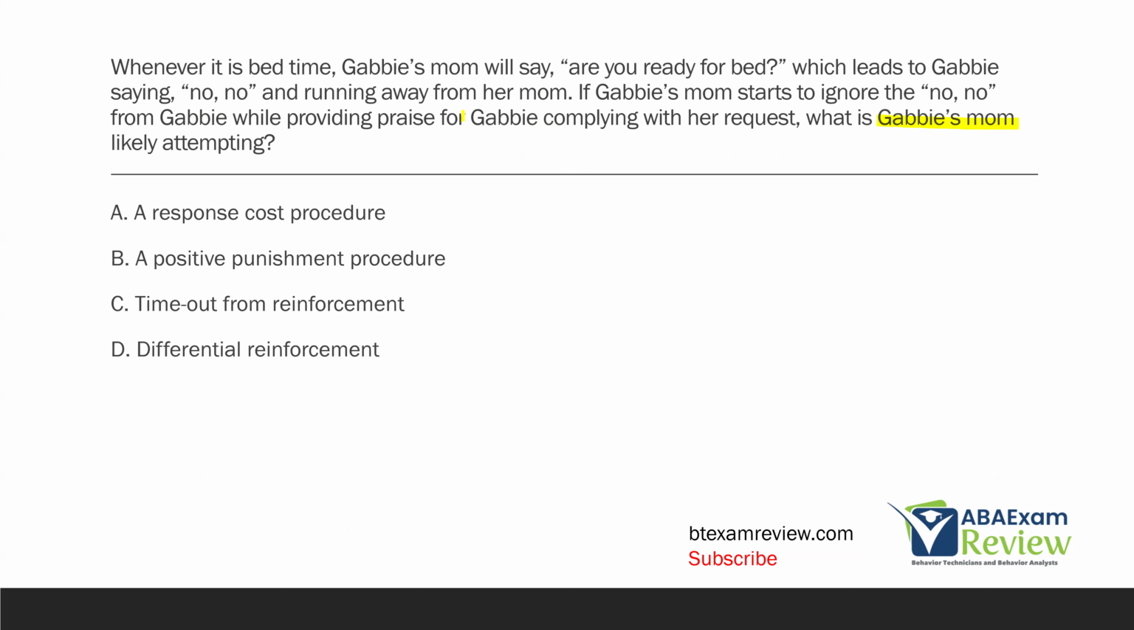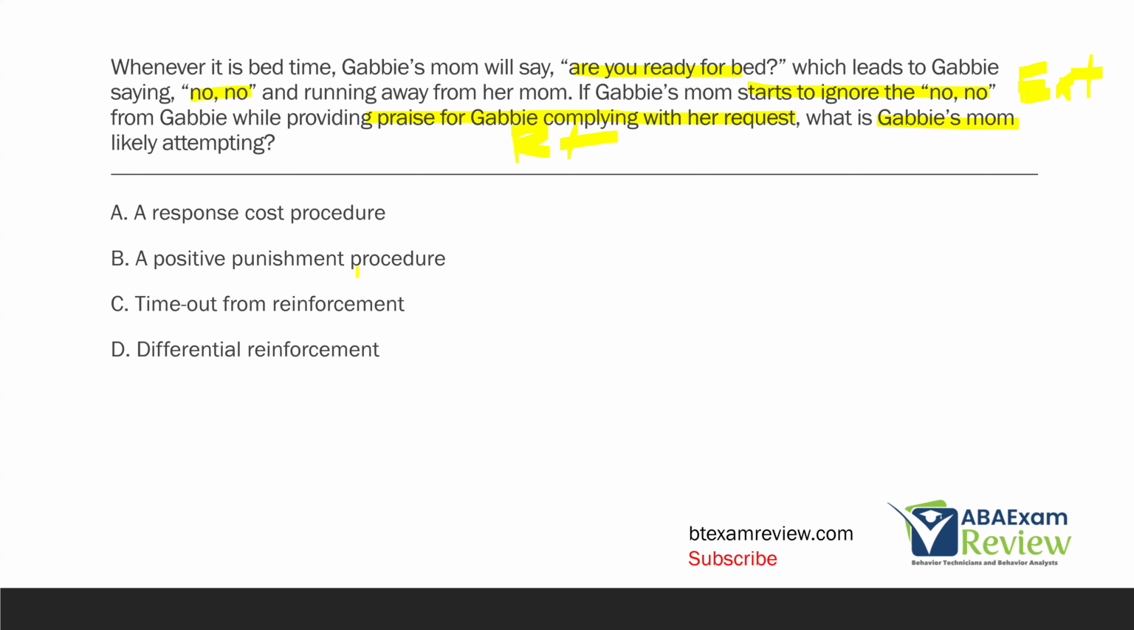What do we know so far? You always want to ask yourself, what do I know so far? Notice we're not jumping right to the answers. We're looking at the question and understanding the question. We know when it's bedtime, Gabby's mom says, "Are you ready for bed?" Gabby says, "No, no." So Gabby's mom is going to try something different. She's ignoring the no, no, and then praising Gabby for complying with the request. So if she's ignoring the no, no, she's in a way putting this on extinction while reinforcing the appropriate behavior. So when we put one behavior on extinction and we start reinforcing another behavior, what do we call that? What is Gabby's mom likely attempting?